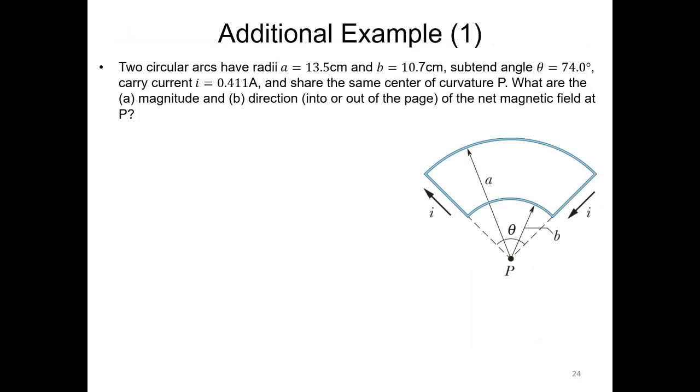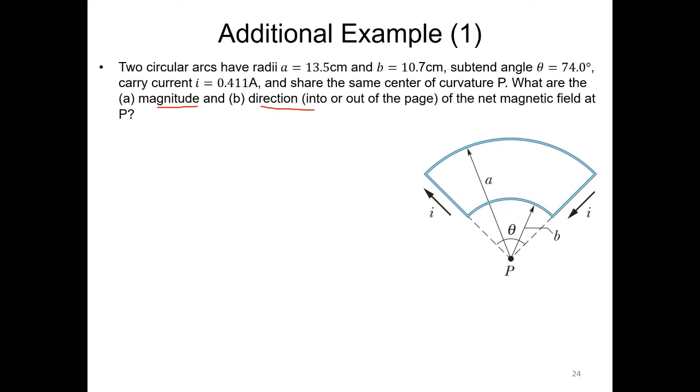29.24. Okay, so two circular arcs have radii, A is this one, B is that one. They subtend angle theta, which is 74 degrees, and carry current I equal to 0.411 A, and share the same center of curvature. So what is the magnitude and direction of the magnetic field at point P, which is the center of the arc?